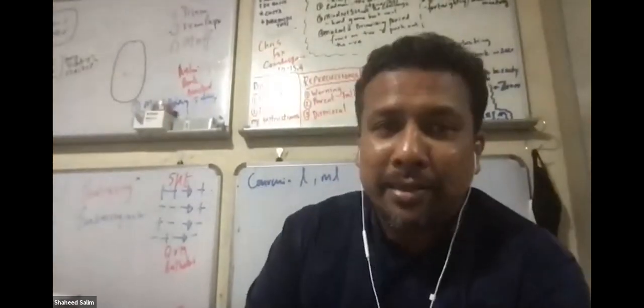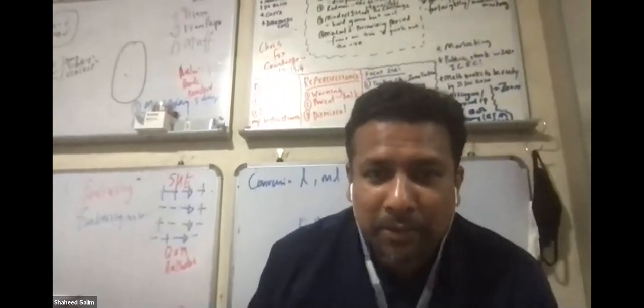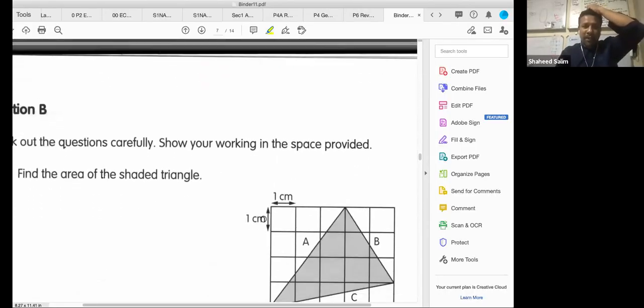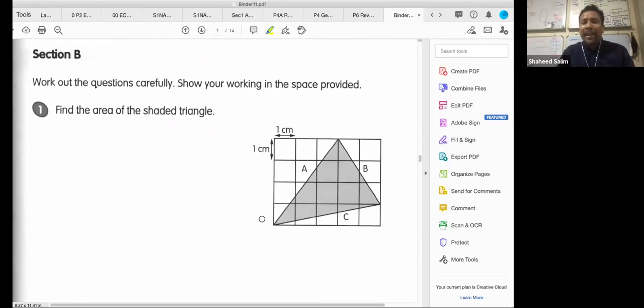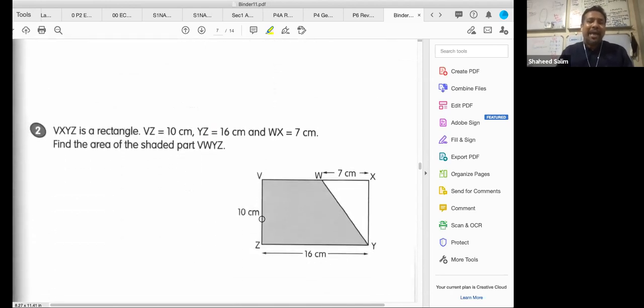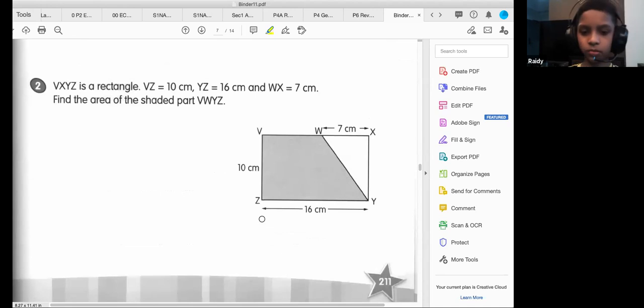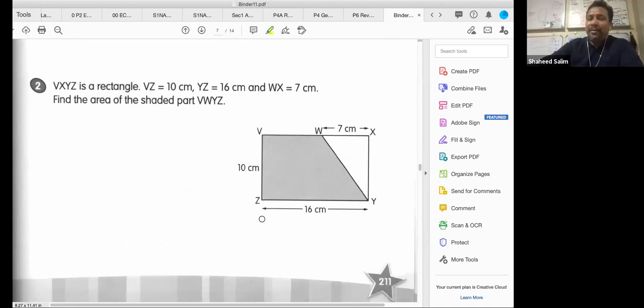Okay, here we go. All right, now we move on to the next one. Find the area of the shaded part.